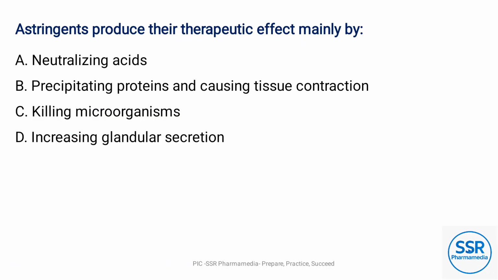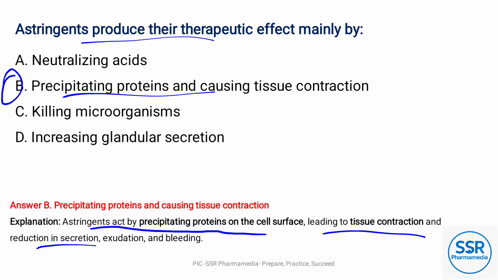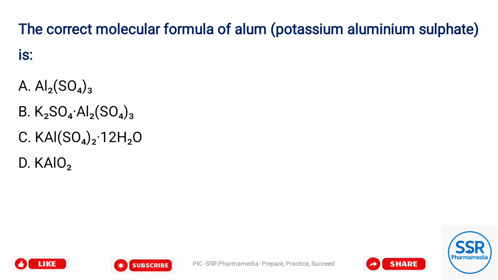So we move into the questions. Astringents produce their therapeutic effect mainly by, option B, precipitating proteins and causing tissue contraction. Astringents act by precipitating proteins on the cell surface, leading to tissue contraction and reduction in secretions, exudations and bleeding.